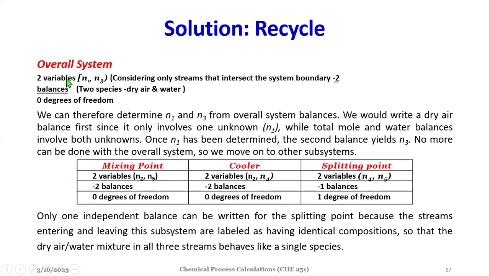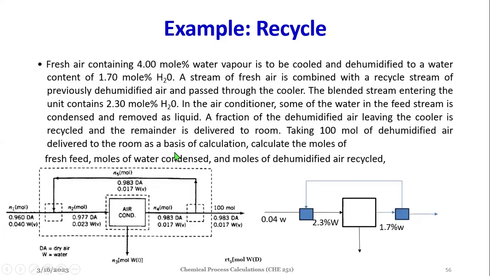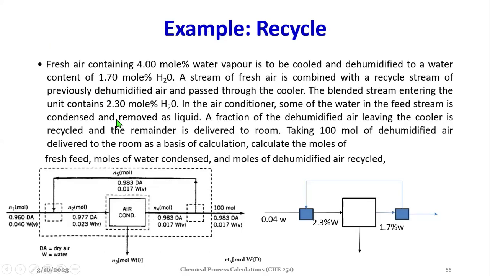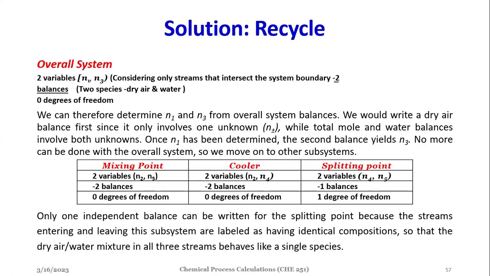So that's what we are trying to say from there. That we have two things we don't know, so that's the N1 and then the N3, right? And then the balances that we are going to work with are going to be 2 because it's just dry air and water. So the degree of freedom there is going to be 0. So now can we realize that for a system like this, if we do the degree of freedom analysis for the overall system, we get 0. So it means we can solve the overall system first. When we do that, it will give us the value for N1 and N3. Then we can use it to further solve the smaller units within the question.